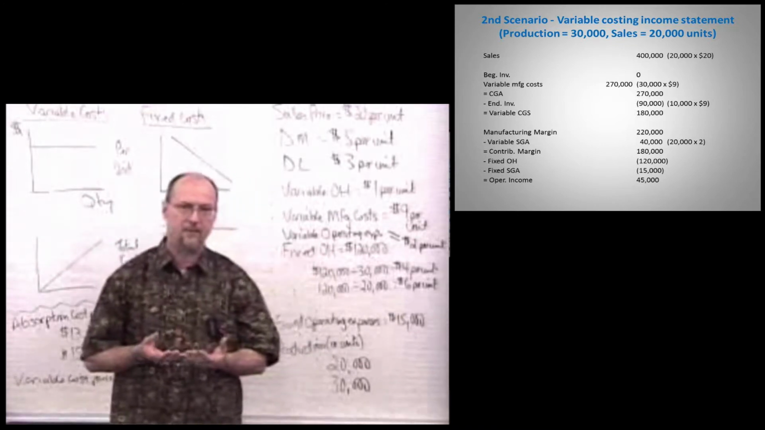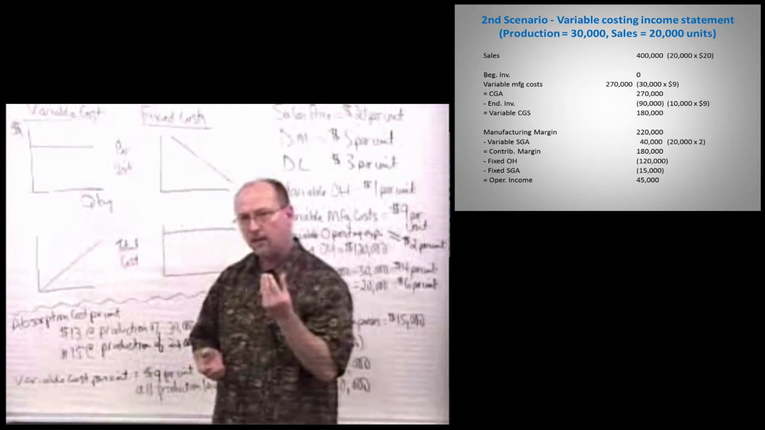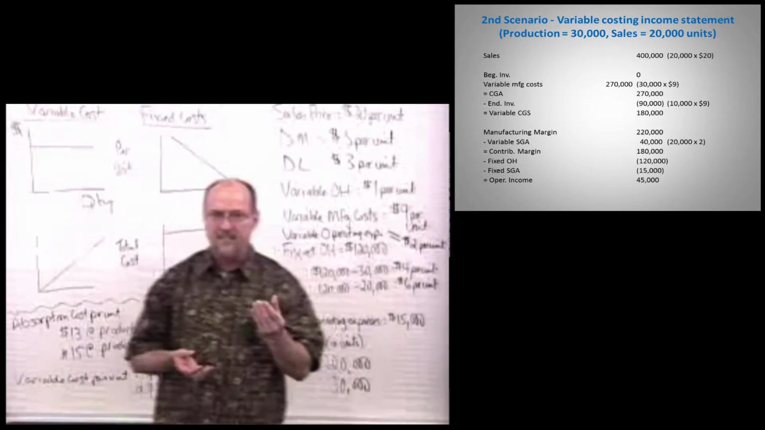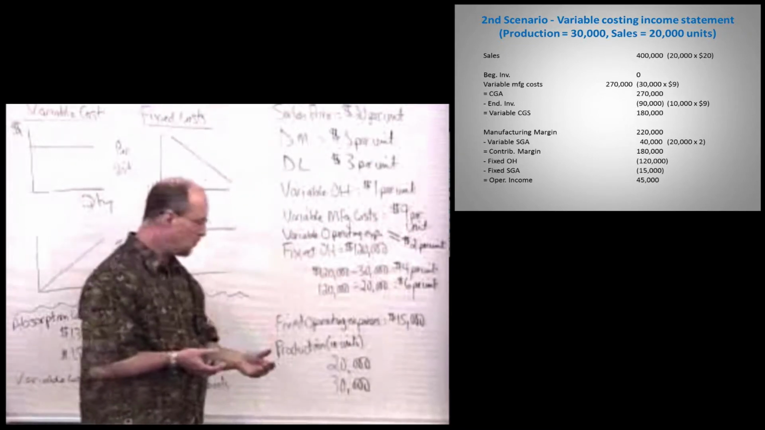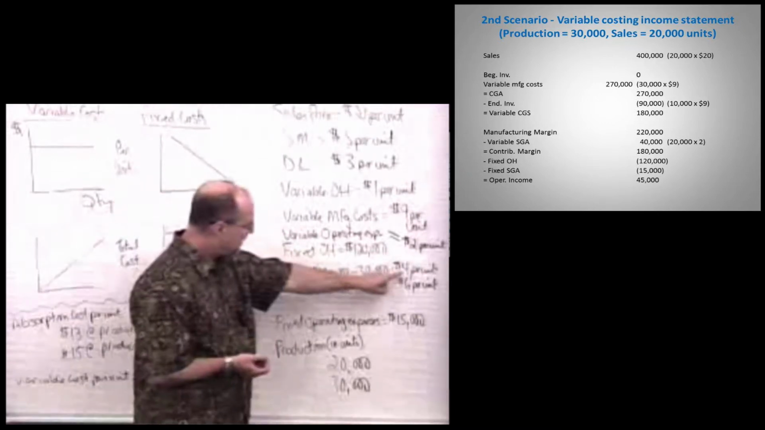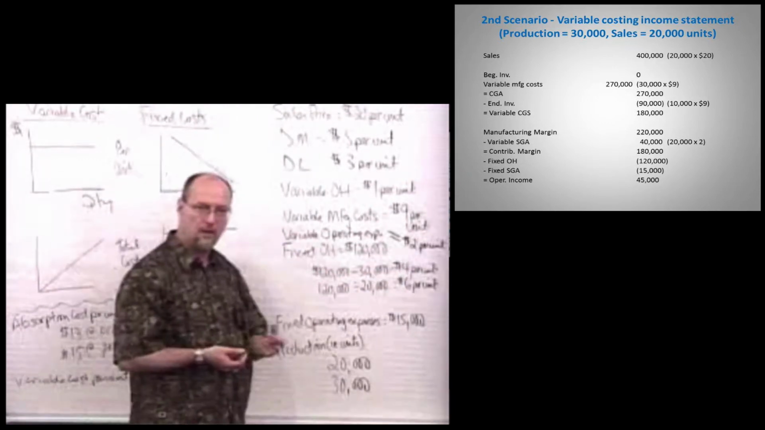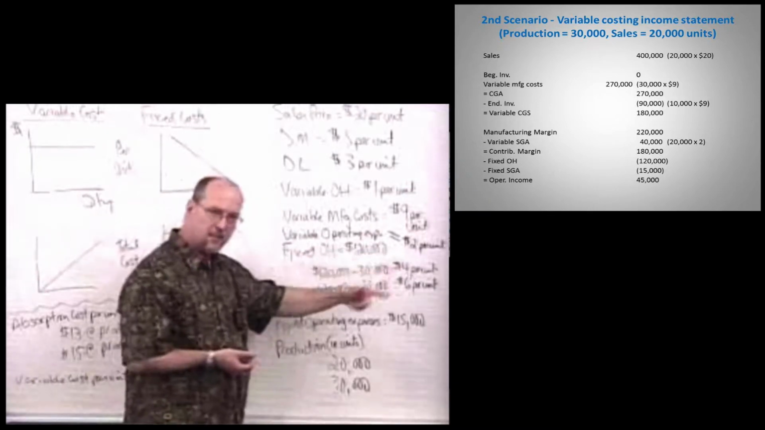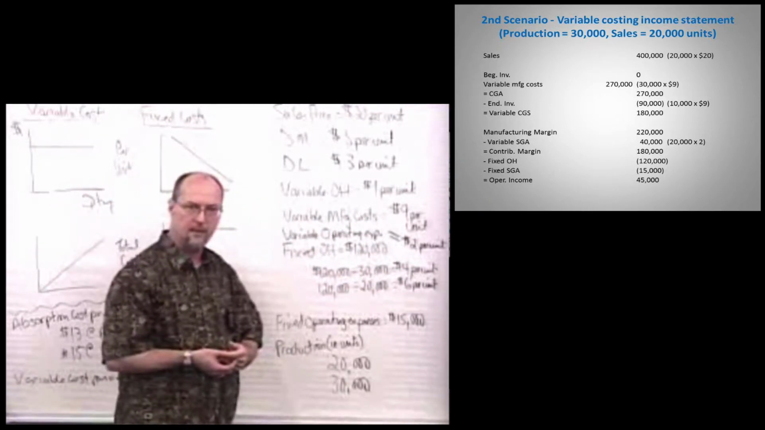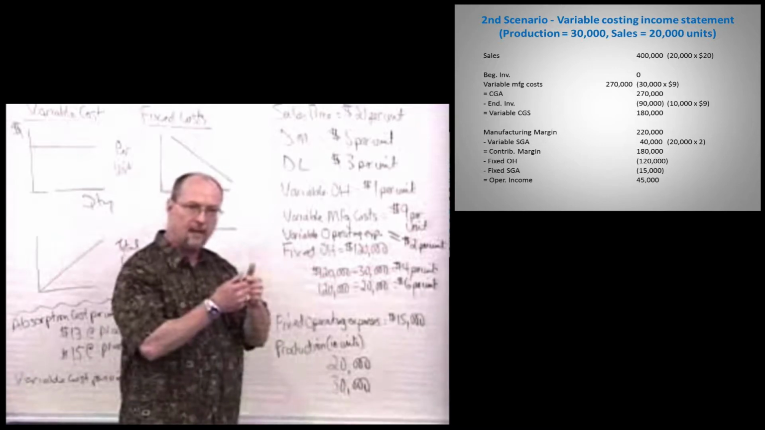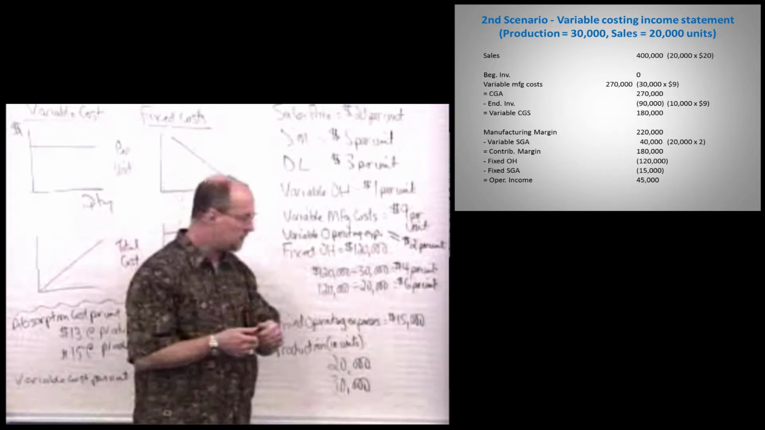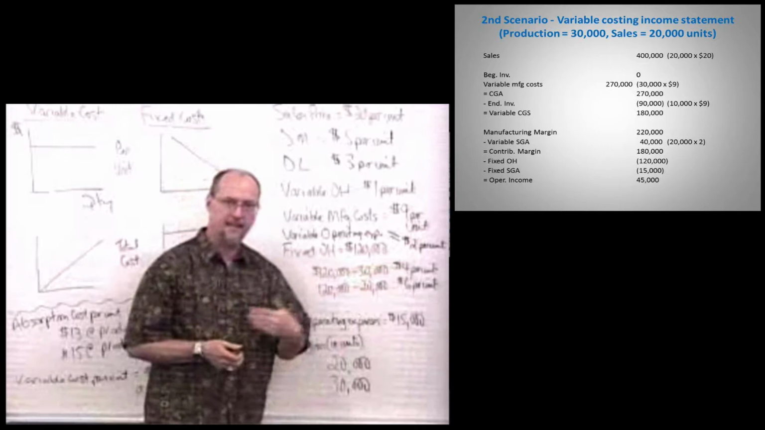It's my ending inventory, 10,000 units, and the difference in the value of ending inventory relates to the $4 of fixed overhead under absorption costing. That $4 is included in the value of ending inventory. That makes ending inventory higher, right? Under variable costing, it's excluded, so ending inventory is lower.